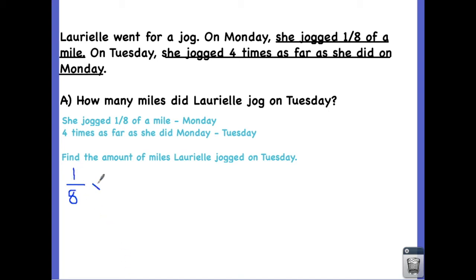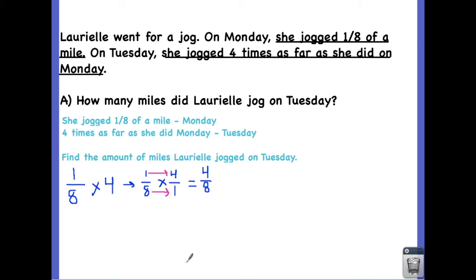So we're going to be using multiplication. 1/8 times 4. We know that 4 wholes could be rewritten as 4 over 1. So now we have 1/8 times 4 wholes. 1 times 4 is 4, and 8 times 1 is 8.